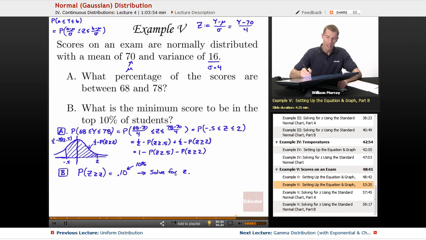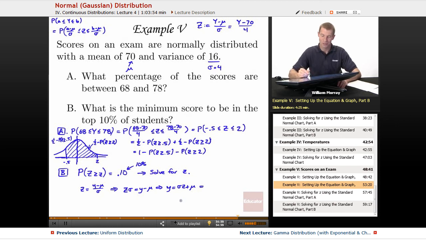a z value. So then I'll get z is equal to y minus mu over sigma. Once I figure out what z is, I can solve for y. So I'll get z times sigma is equal to y minus mu, and y will be equal to z sigma, I'll write it as sigma z plus mu. So there I've solved for y.